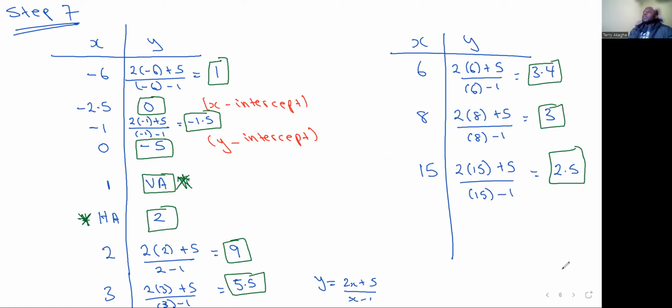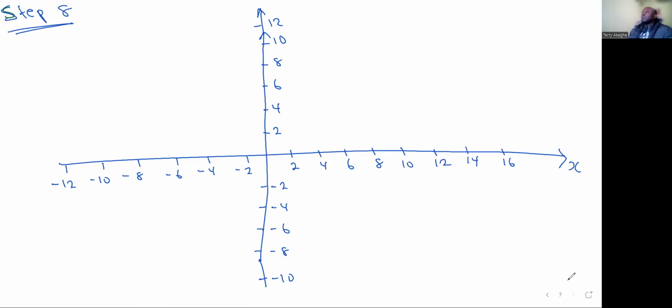What I always advise students is that the first thing you do, try and plot the vertical and the horizontal asymptote. The horizontal asymptote is at what? At 2. So this is going to be the horizontal asymptote. That means the curve will come close to this line, but it's not going to touch it. So the horizontal asymptote is going to be at 2.